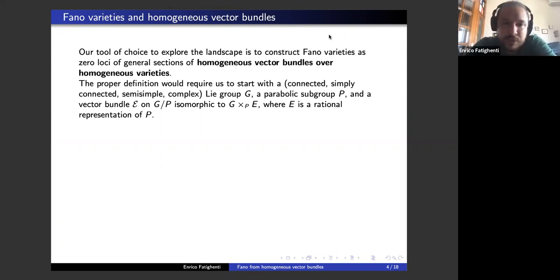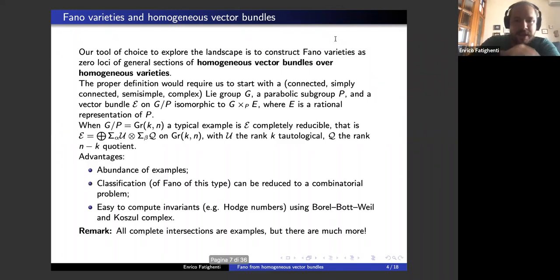But if you want a proper definition, we would be required to start with a Lie group G, together with some assumptions, for example connected, simply connected, complex, semi-simple, etc. A parabolic subgroup P, and a vector bundle E on G mod P, which is homogeneous, and it means that it's isomorphic to this G fiber product. If you're not familiar with it, you should just consider this typical example, probably the most relevant example for this talk: you just take as G mod P the Grassmannian of K-dimensional subspaces in an n-dimensional complex vector space.